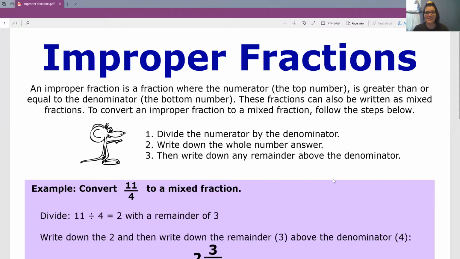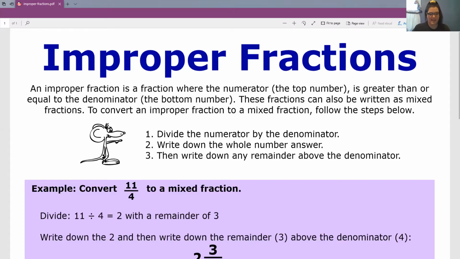The top number of any fraction is the numerator, the bottom number is the denominator. These fractions can also be written as mixed fractions, or mixed numbers is what we call them. To convert an improper fraction to a mixed fraction, follow the steps below. It gives you 3 steps. Step 1, divide the numerator, the top number, by the denominator. Step 2, write down the whole number answer. Step 3, write down any remainder above the denominator.